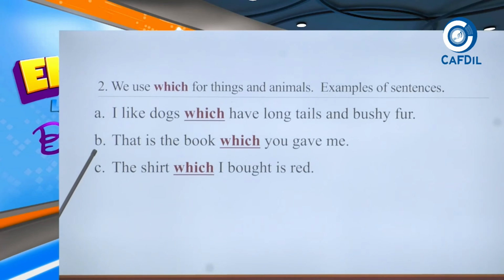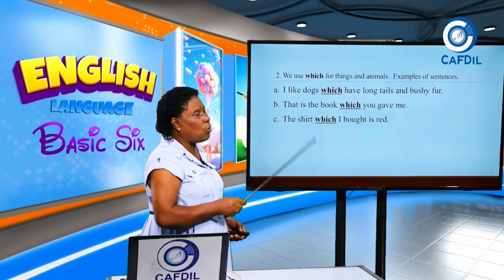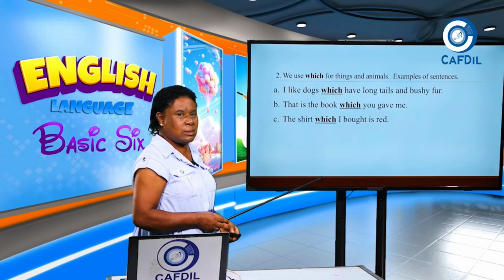B. That is the book which you gave me. Again, that is the book which you gave me. C. The shirt which I bought is red. The shirt which I bought is red. So we've seen that which can only be used for animals and things.